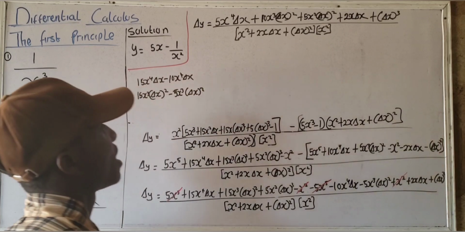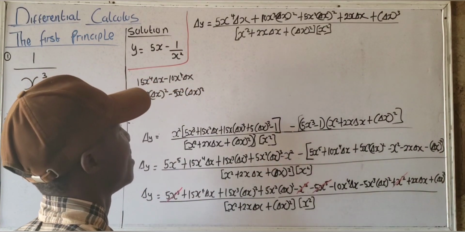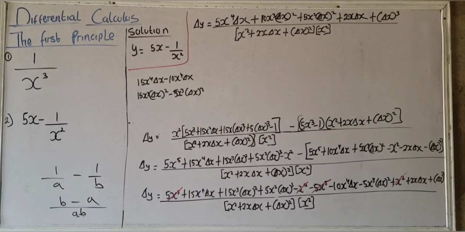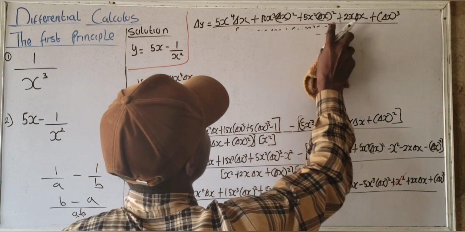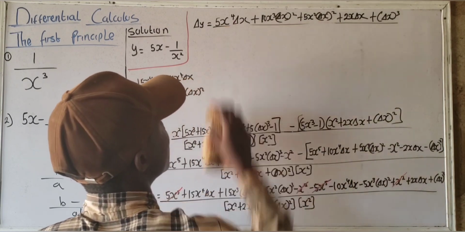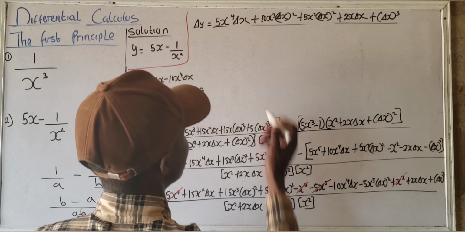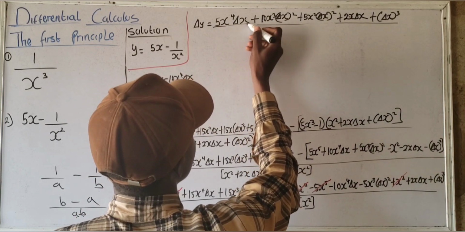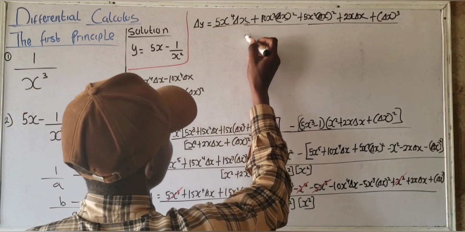Well, you can also open the denominator, you understand? Let us even open it, okay? Let us multiply the denominator. Let us multiply this bracket. Please kindly pay attention. We are going to have x squared times x squared, that is what? X raised to the power of 4.